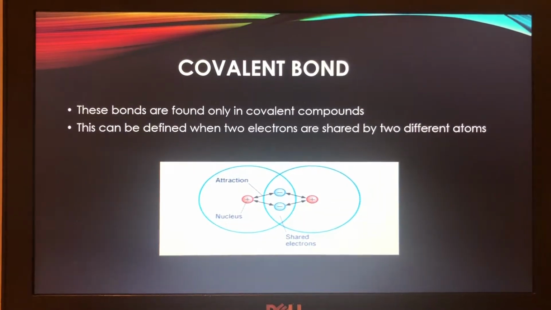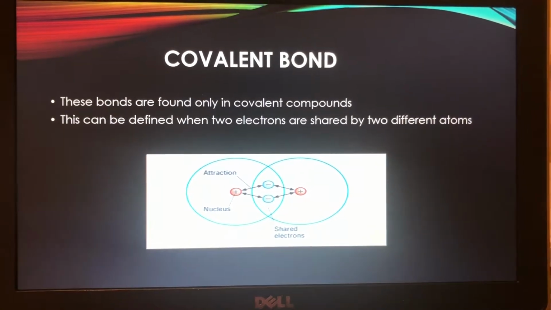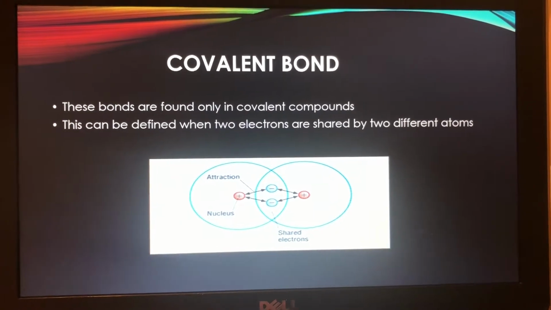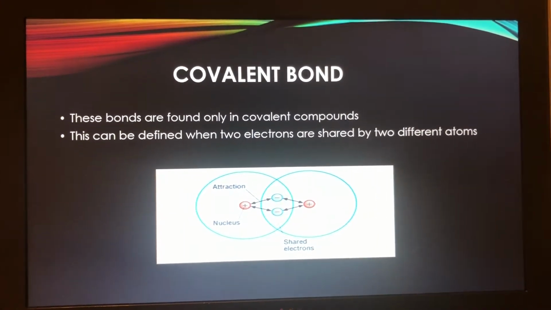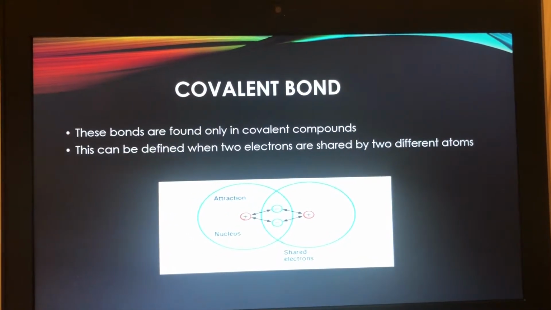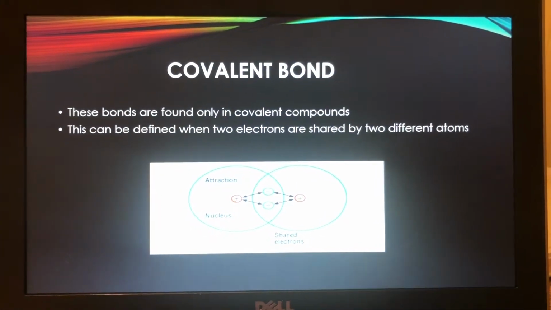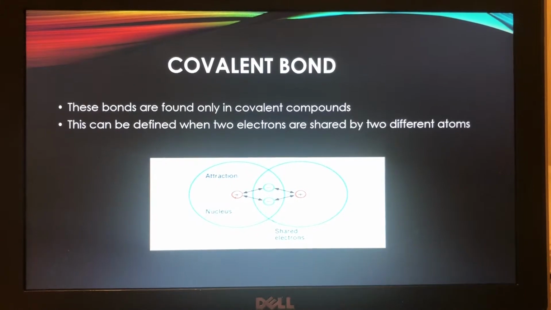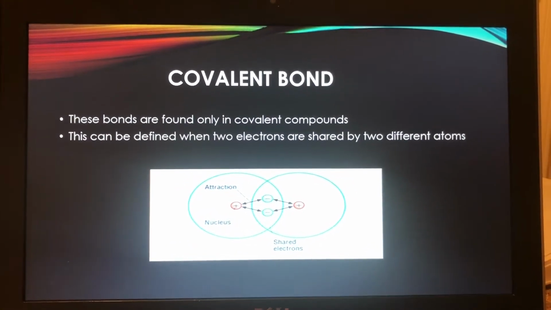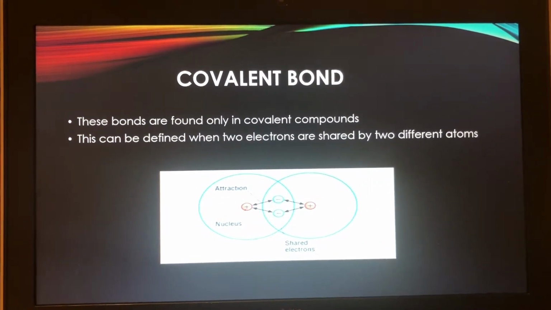Now we're going to go ahead and move on to covalent bonds. Now, these bonds are found only in covalent compounds, and this can be defined when 2 electrons are shared by 2 different atoms. So this is basically the coming together and the sharing of electron pairs to create a covalent bond. Because as we know, all elements are trying to reach 8 valence electrons so they can be stable like the noble gases. So an example of a covalent bond would be chlorine and chlorine.